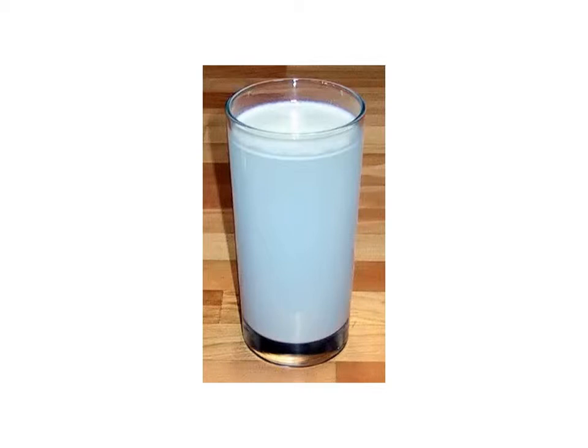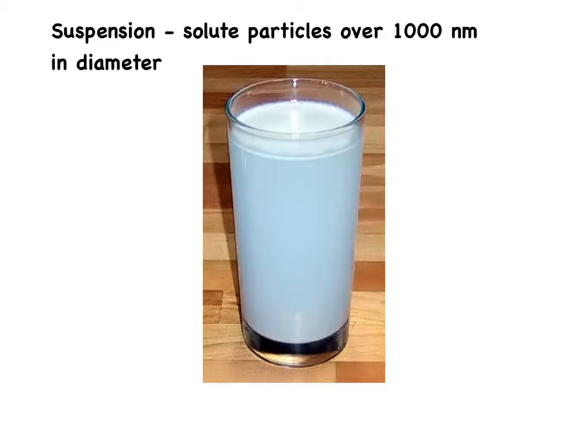When solute particles are really large, they won't stay suspended in the solution. Eventually, they just all settle out to the bottom. This type of mixture is a suspension. This is an example of a suspension. It's flour dissolved in water. And if you filtered out this mixture, you'd be able to separate the flour from the water.